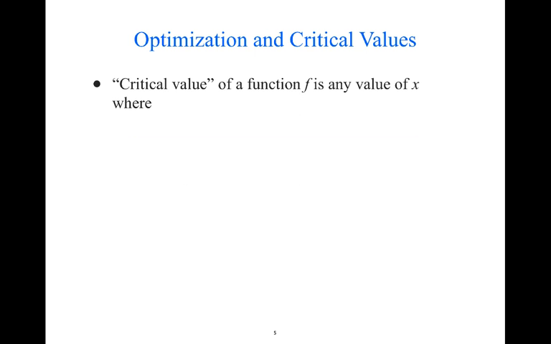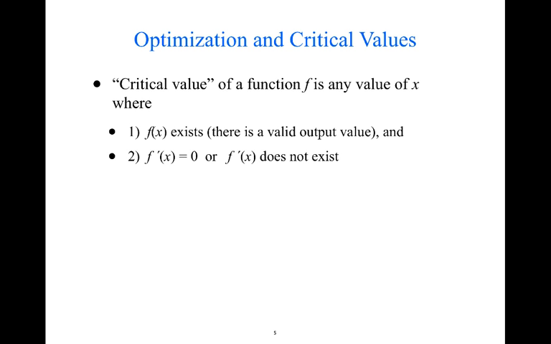All right, so let's look at that. So let's talk about critical values now. Critical values. Okay, so a critical value of a function is any value of x where, first of all, the value of the accumulation, or the value of the original function, has to exist. There has to be a valid output value for x to be a critical value. And then here's what makes it a critical value: the first derivative equals 0, or the first derivative does not exist. Okay? So these are the two ways that you can have a critical value.